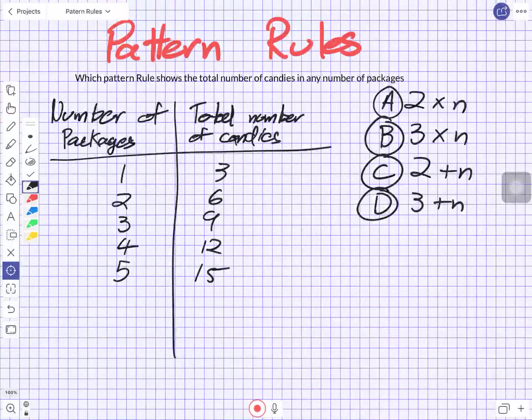Okay. We're gonna go over pattern rules. I want to do that. We're gonna go over pattern rules, and here's our question. Okay, so it says which pattern rule shows the total number of candies in any number of packages.